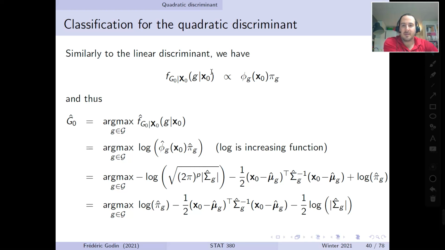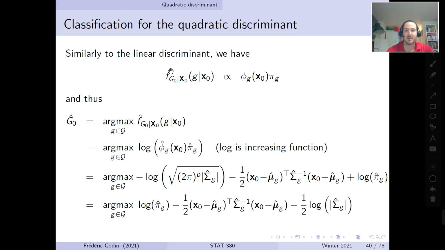So once again, in a linear discriminant approach, we had that the conditional mass function of the class given the predictors was proportional to the Gaussian distribution in class G times pi G. Well, this result still holds for quadratic discriminant analysis. So we won't rederive this. Please go back a few slides. You might pause the video here. Go back a few slides to see that you can apply exactly the same calculations for QDA as for LDA.